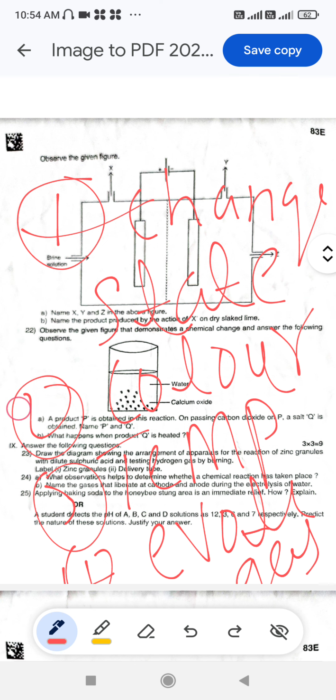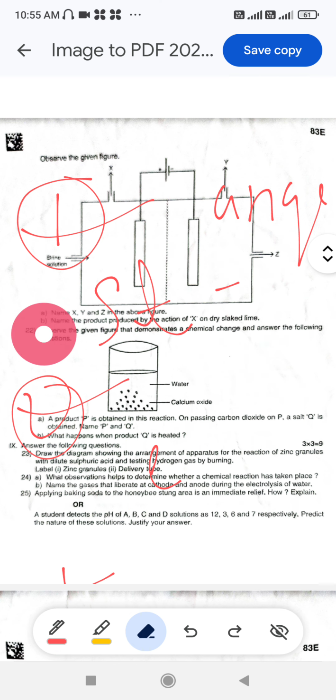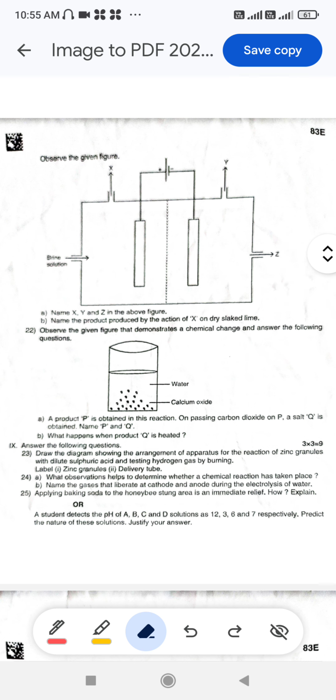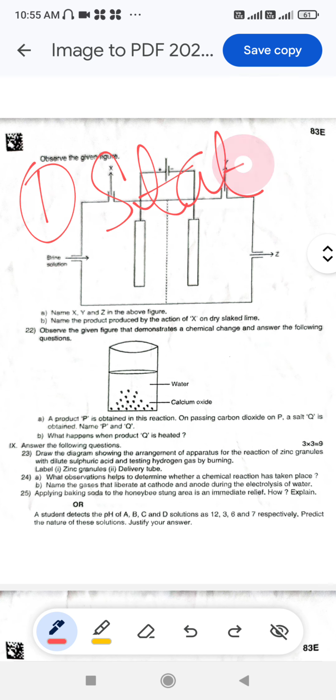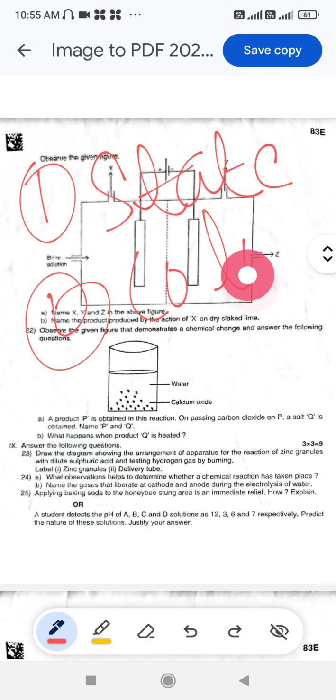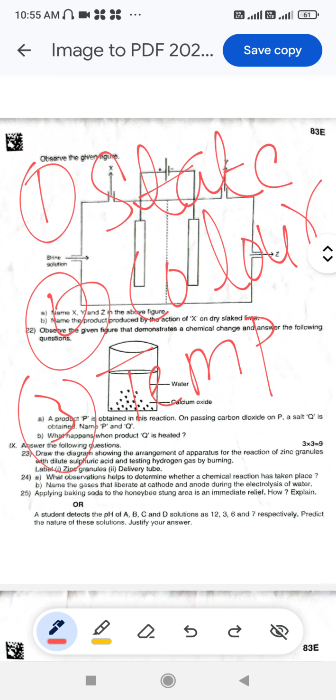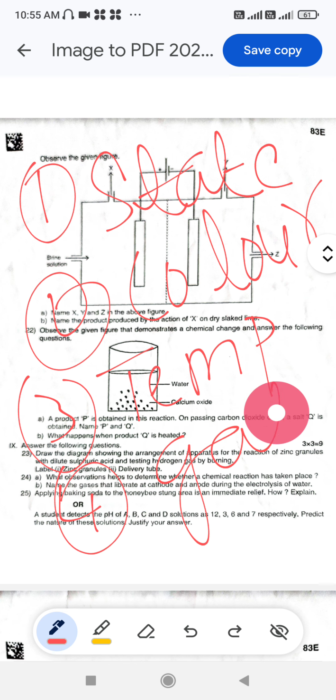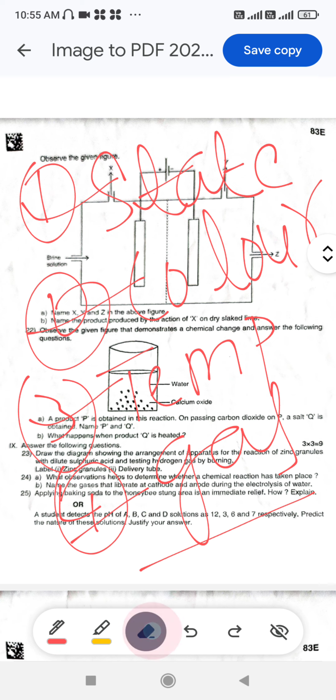Four conditions are there, on which we can say that a chemical reaction has taken place: change in state, change in color, change in temperature, evolution of gas, or liberation of gas, or production of gas. Again, I will repeat: first is change in state, change in color, change in temperature, and fourth is evolution of gas. These are the four conditions that help us to determine whether a chemical reaction has taken place or not. That is the 24th A question.